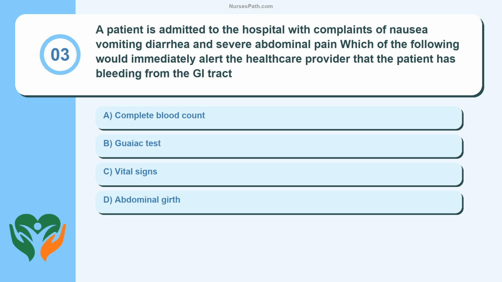Question 3. A patient is admitted to the hospital with complaints of nausea, vomiting, diarrhea and severe abdominal pain. Which of the following would immediately alert the healthcare provider that the patient has bleeding from the GI tract? Complete blood count. Guaiac test. Vital signs. Abdominal girth.